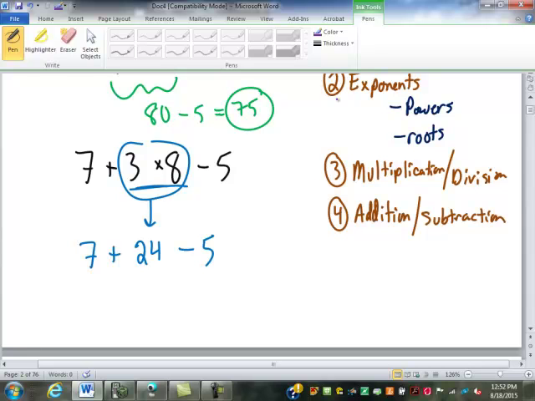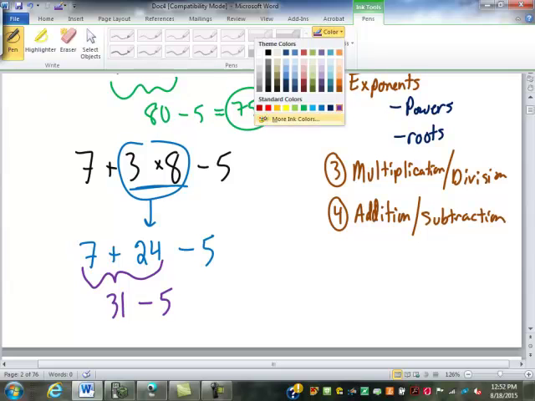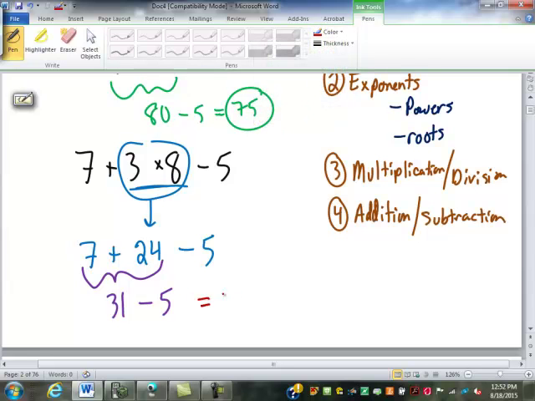Left to right. That's where the left to right comes in. So addition and subtraction would happen at the same time, but since they're both there, we're going to start on the left and go to the right. 7 plus 24 is 31. And then we would do the 31 minus 5 is 26. As you can see, that's slightly different than the 75.